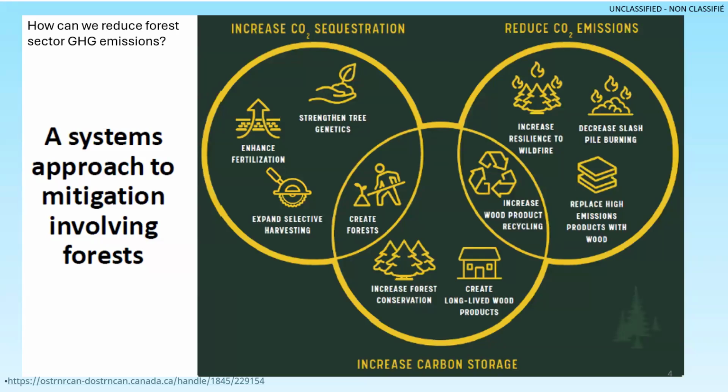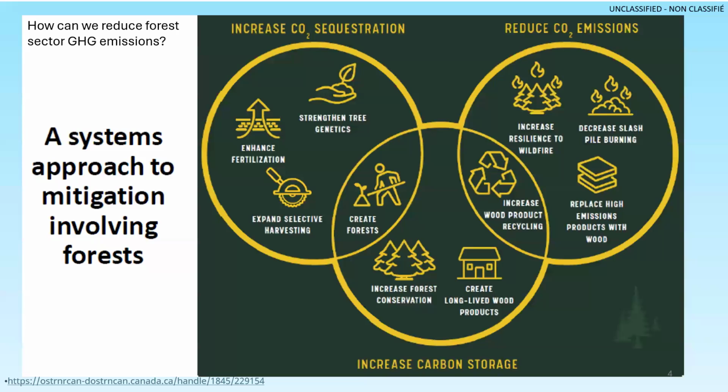In order to do that, we need to consider the various activities and sinks and sources that we have the opportunity to change. So this image is from one of the websites looking at forest carbon, and it indicates a systems approach to looking at greenhouse gas reduction.